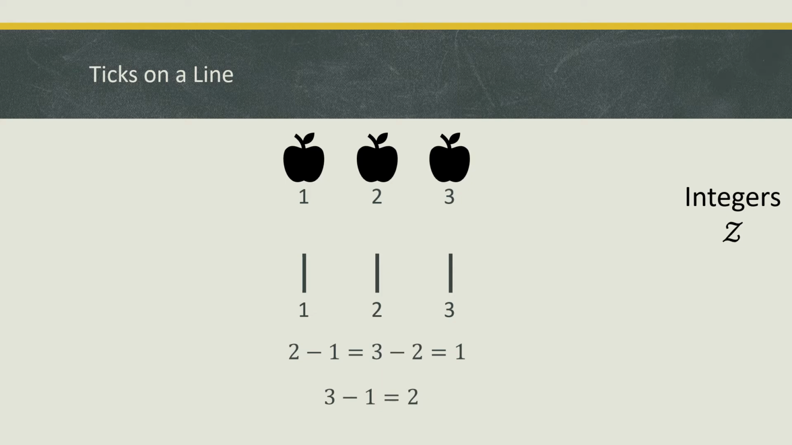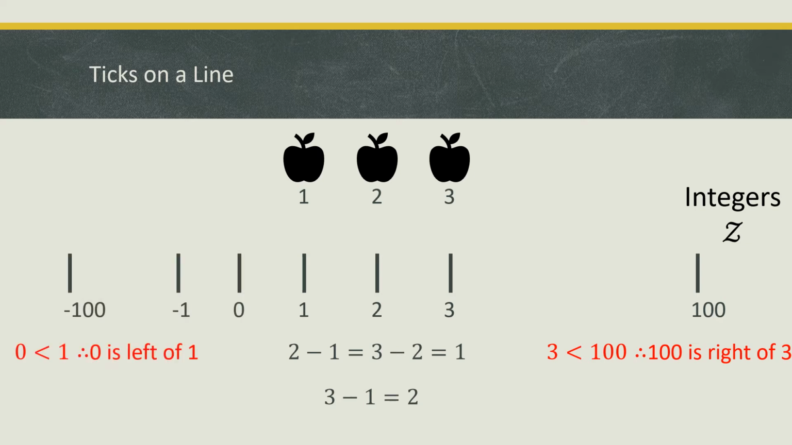For example, because 100 is greater than 3, it will be to the right of 3. 0 and negative numbers are less than 1, so they will be situated to the left of 1.